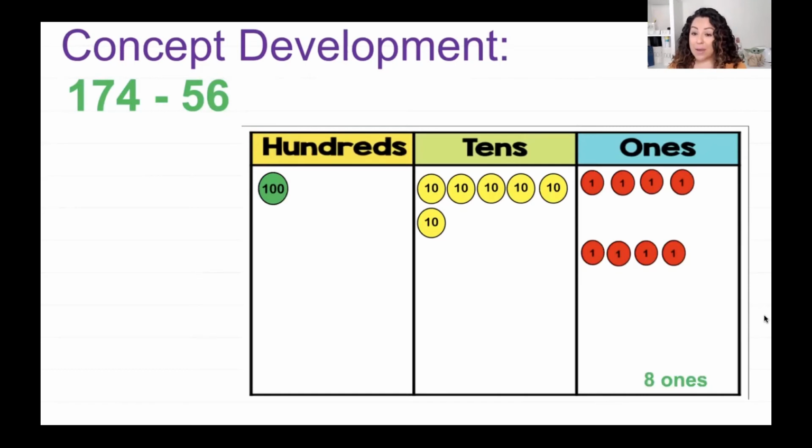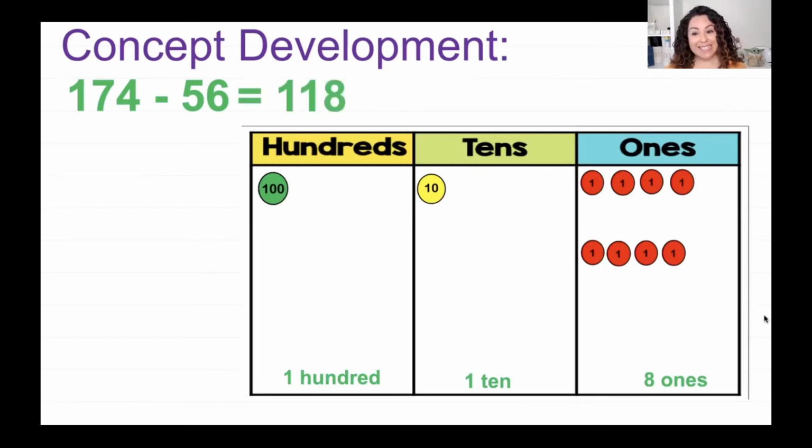So now I'm ready to move on to my tens place. Now, when I look at my tens, I have 6 tens left, but I need to take away 5. Do I have enough to do that? And the answer is yes, I do have enough to do that. So let's take away 5 tens, and I have 1 ten left. Okay, we have 100 left. So what do we do with that 100? Well, we bring it down, and then our answer is 100, 1 ten, and 8 ones. So that means our answer is 118.